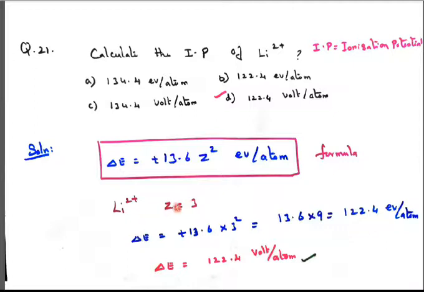So for lithium 3 plus, I told you Z is equal to 3. So just apply 3 square: 13.6 into 3 square, 9 into 13.6, you get 122.4 electron volt per atom, because our formula gives electron volt per atom. But in the question they asked for ionization potential, and ionization potential means the unit is volt per atom. So just write the same answer, changing the unit to volt per atom. So our answer is option D.